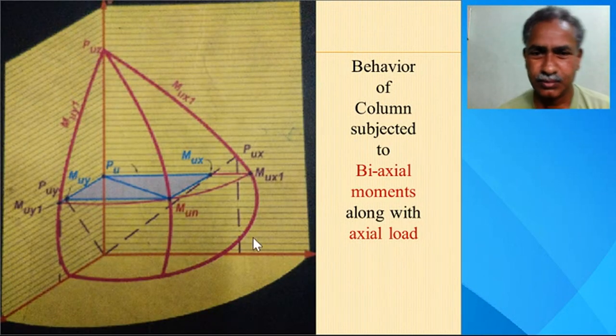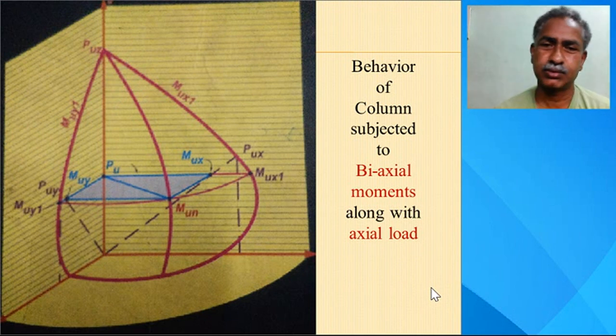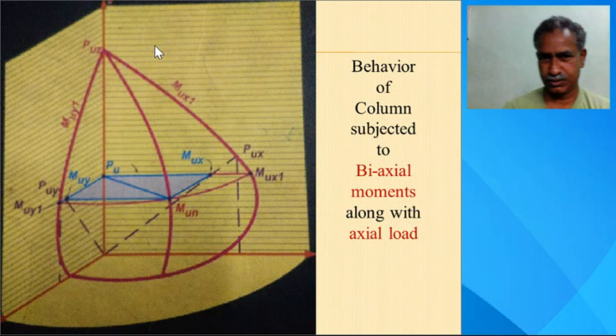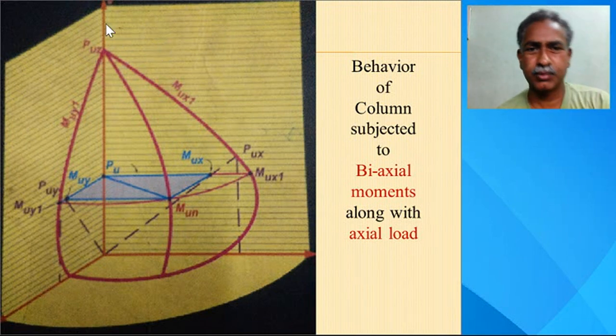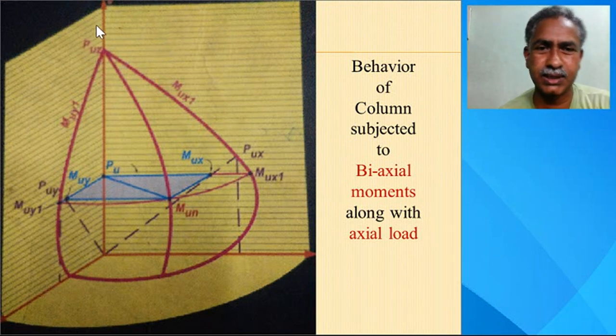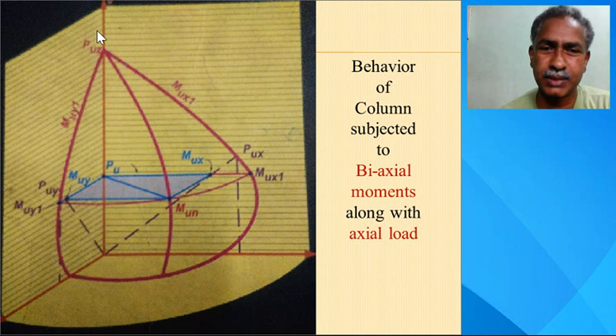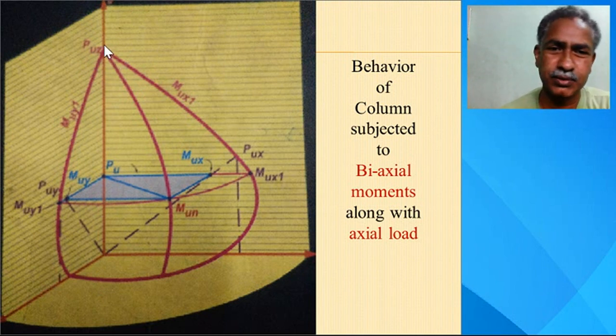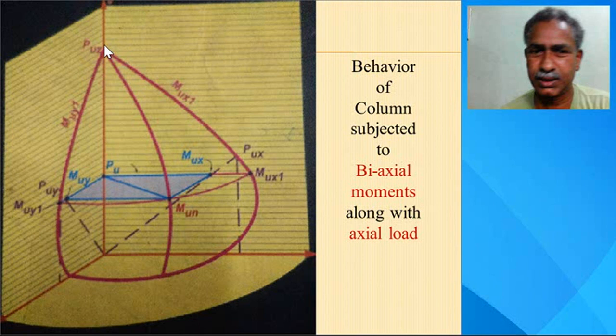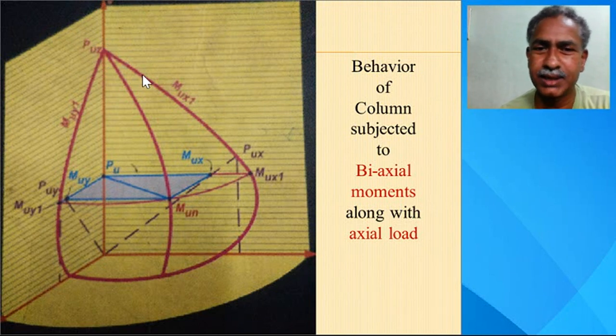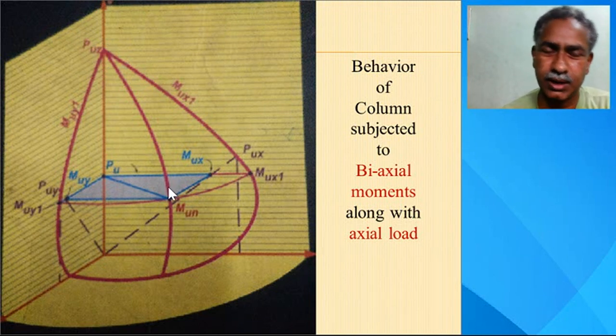Now this is the diagram which shows the behavior of the column subjected to the biaxial moment. Here there are different cases, we have considered 6 cases. If only PUZ, that is the column subjected to purely axial load, no moment along x direction, no moment along the y direction, in that case this is the behavior. And if we consider PU is 0, which is not possible, but if the load is 0 and moment is there, only MUX is there, MUY is 0 and PU is 0, then the behavior of the column is again different.